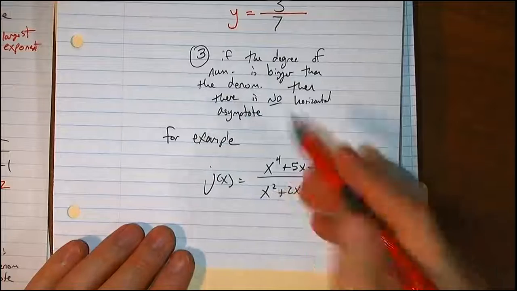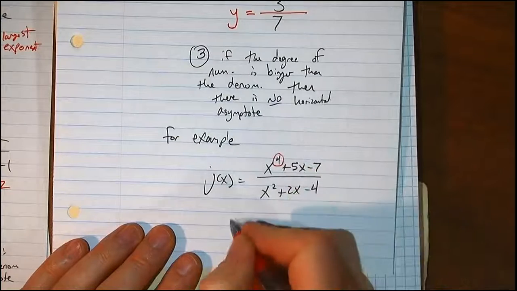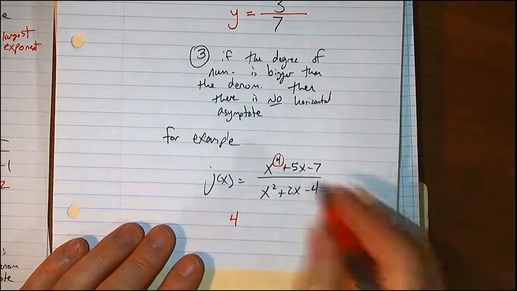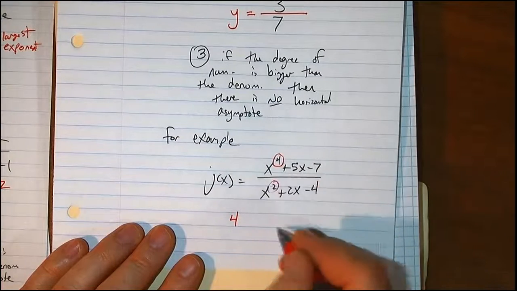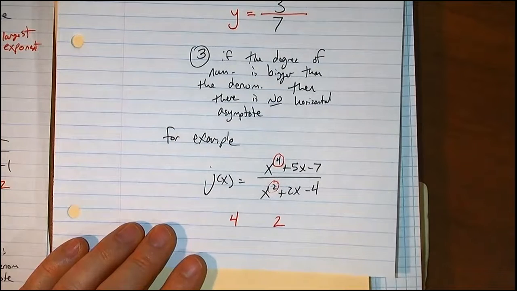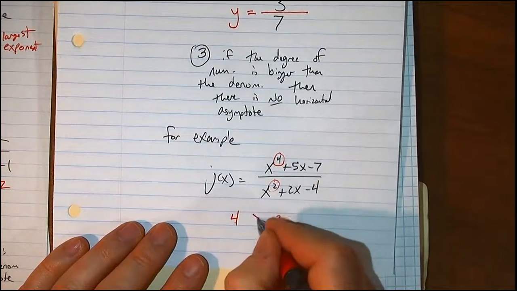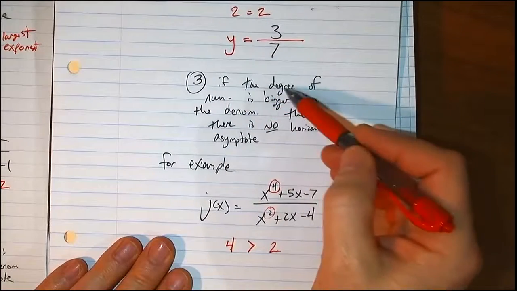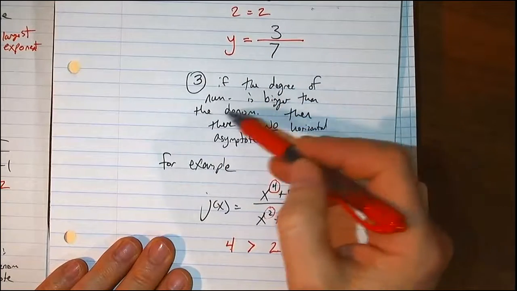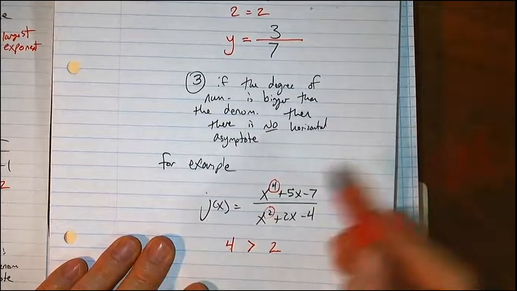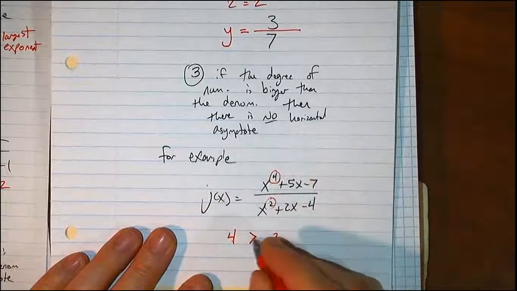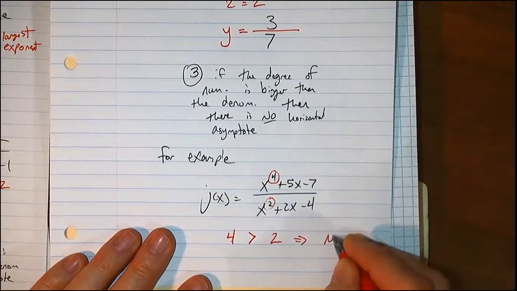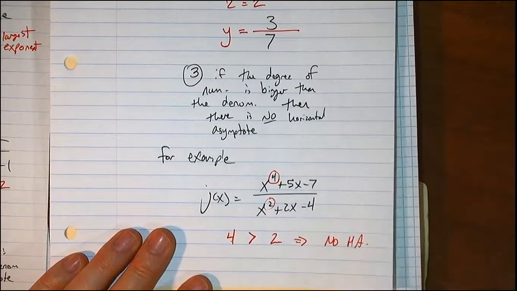Again, I'm going to find the degree of the top. In this case, that's a 4. And the largest exponent in the bottom, in this case, that's a 2. The top is bigger than the bottom. So that tells me I'm in case number 3. If the degree of the top is bigger than the degree of the bottom, then there's no horizontal asymptote. So this tells me no horizontal asymptote.